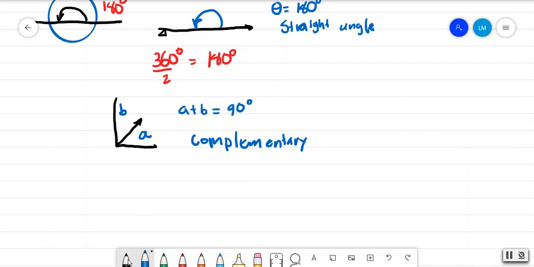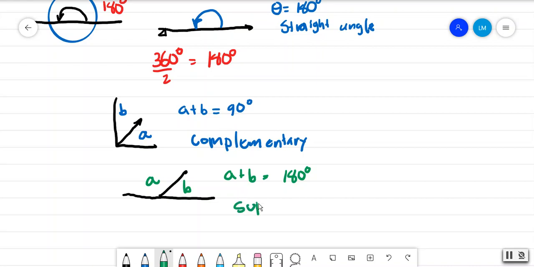Now, the other possibility is that if we have an angle measure like this, and this is going to be A and this is going to be B, well, if A plus B equals 180 degrees, this means that the angles are what we call supplementary.